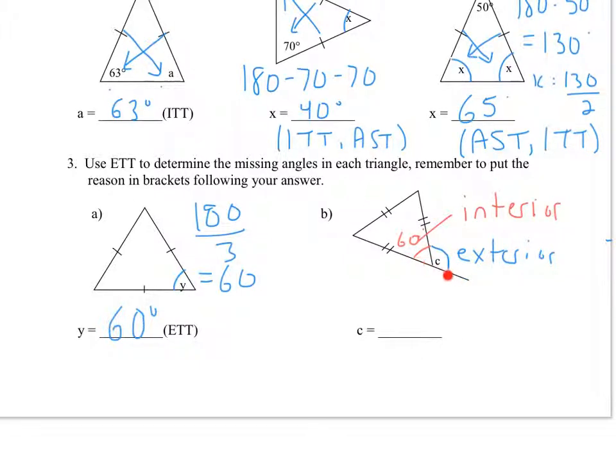We know that these two angles lie in a straight line. And when angles lie in a straight line, they have to add to 180 degrees. So I'm going to do 180 take away 60, which is 120 degrees. And I can see 120 makes sense because this exterior angle looks obtuse. My reasons? Well, first I used ETT to find the 60, and then I used SAT, which is a straight line theorem that says angles in a straight line add to 180 degrees. SAT, that's called supplementary angle theorem.